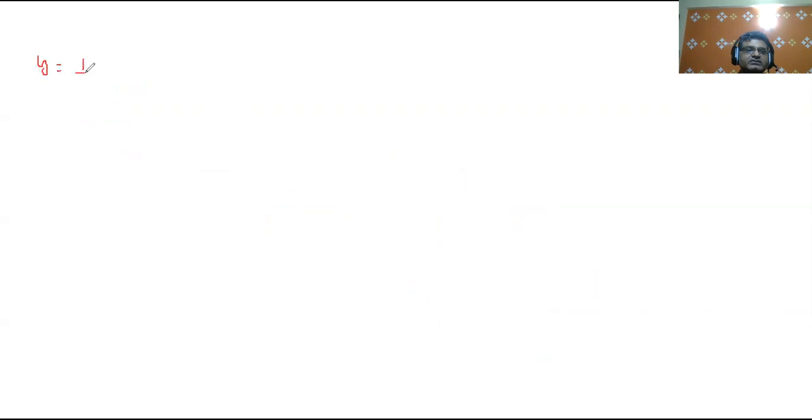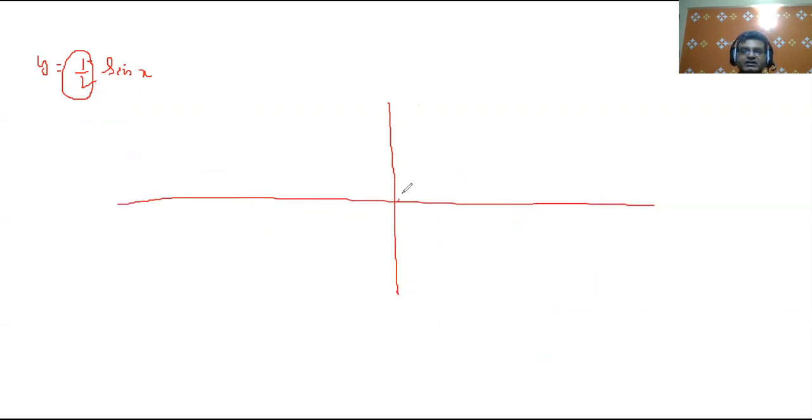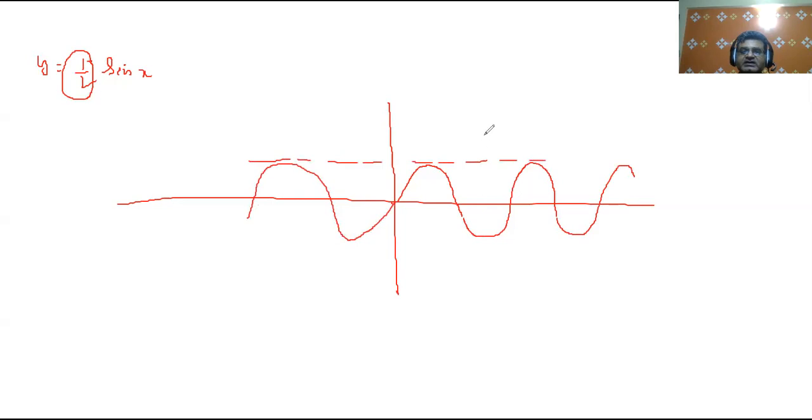If y is equal to 1 by 2 sine x, so you can see here it is 1 by 2. So what will be the change? Just see the change. Now the height of the graph will change. Otherwise, there will be no change. It means this height will now become y is equal to 1 by 2, and this height will become y is equal to minus 1 by 2.